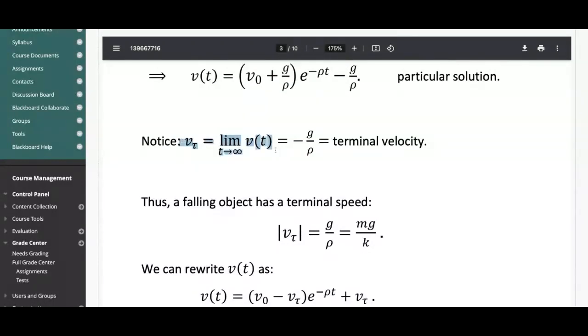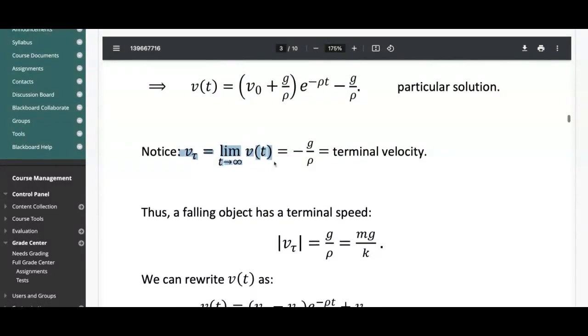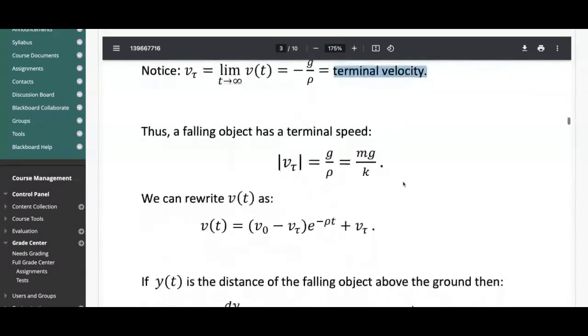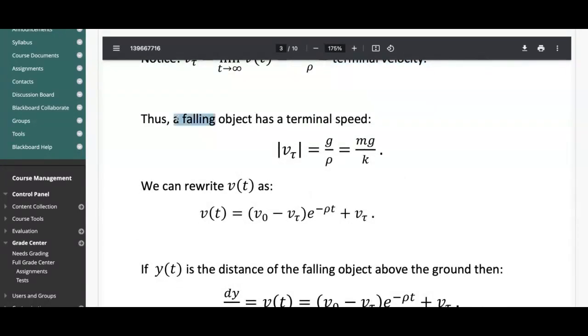As Christian showed, sometimes we need to take a limit, letting the time t run to infinity. It's just an idea: let time keep running, keep going. And this is called terminal velocity. So a falling object has a terminal speed of such. I think this is read as tau, another Greek letter. Remember, rho is k over m.